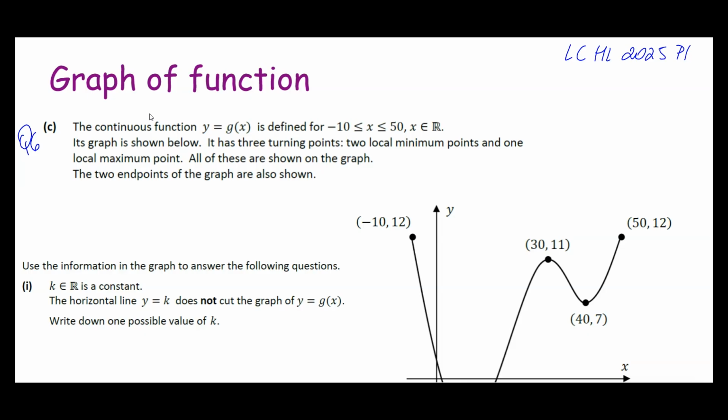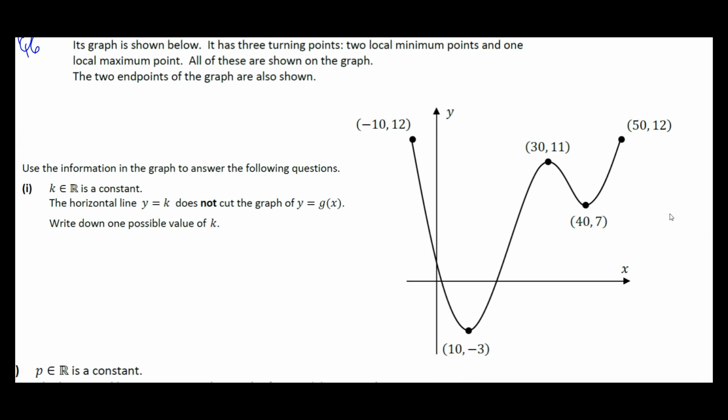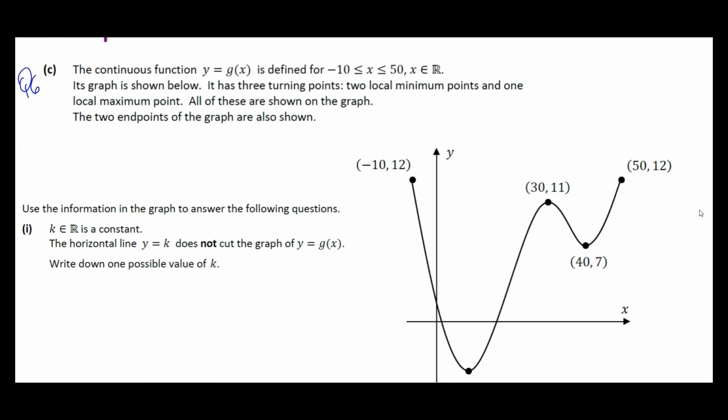Let's have a look. The continuous function y is equal to g of x. So basically they are saying there is a function, and it's a function g. And it is defined for specific values of x, from minus 10 to 50. So it's defined for those values, and we can see that. Minus 10 and 50, that's what we have. Its graph is shown below.